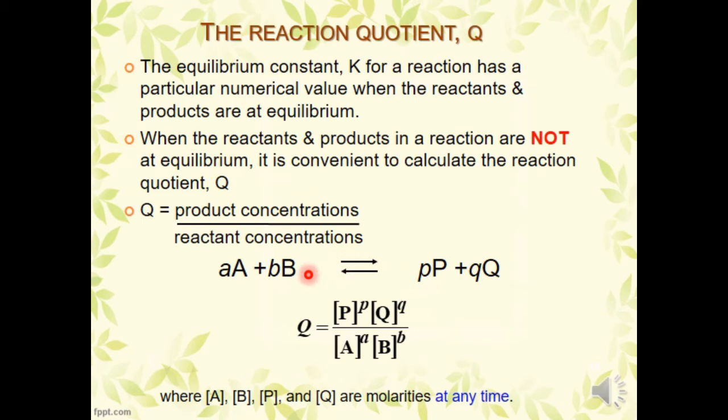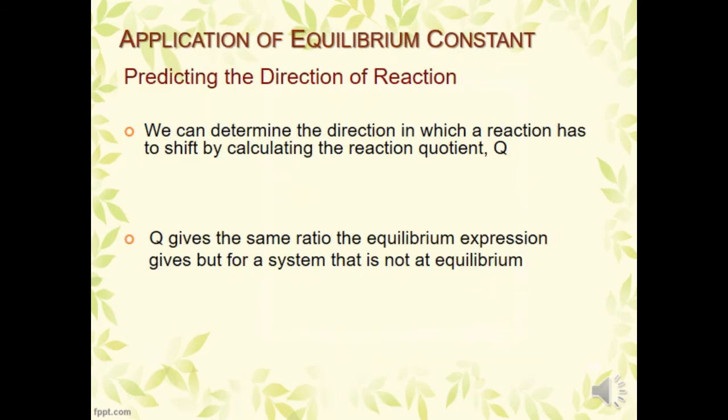Similarly to K, we write the expression of Q the same way, but the concentrations of the species are at any point in time, as long as it is not at equilibrium. So we can predict the direction of the reaction by calculating the reaction quotient Q.